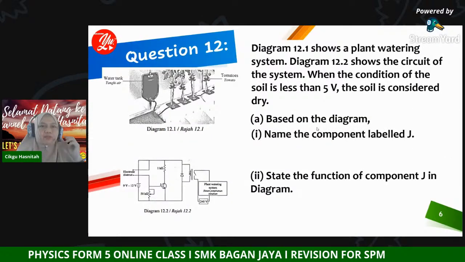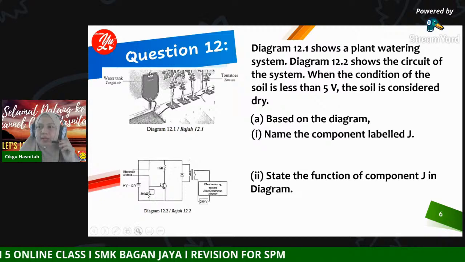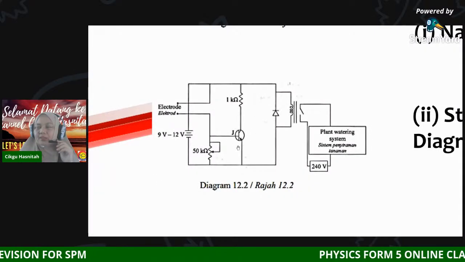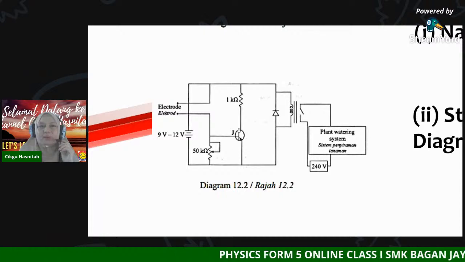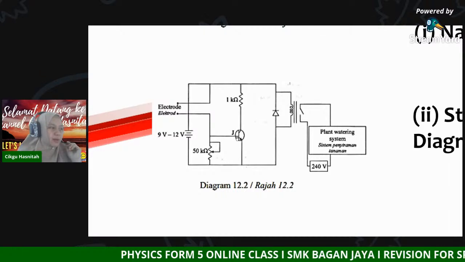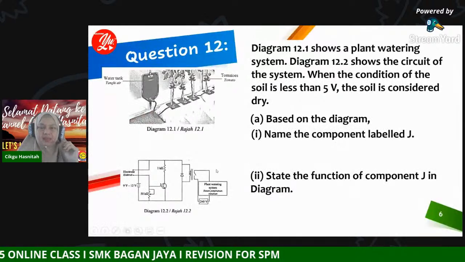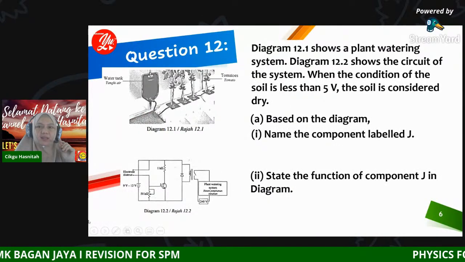Okay, what is the name of electronic component J? Okay, I zoom the diagram again. So this is J. Can you recognize this electronic symbol? Chin Wei Lun said it is a transistor. Yes, very good. It is a transistor.